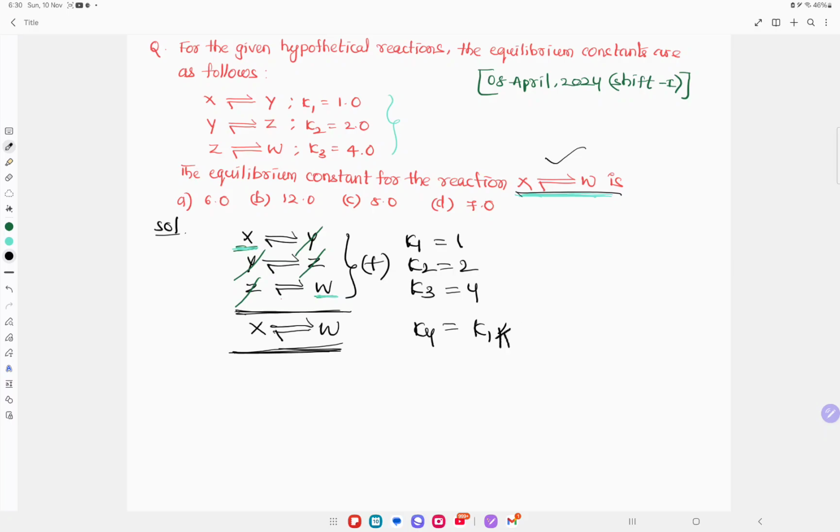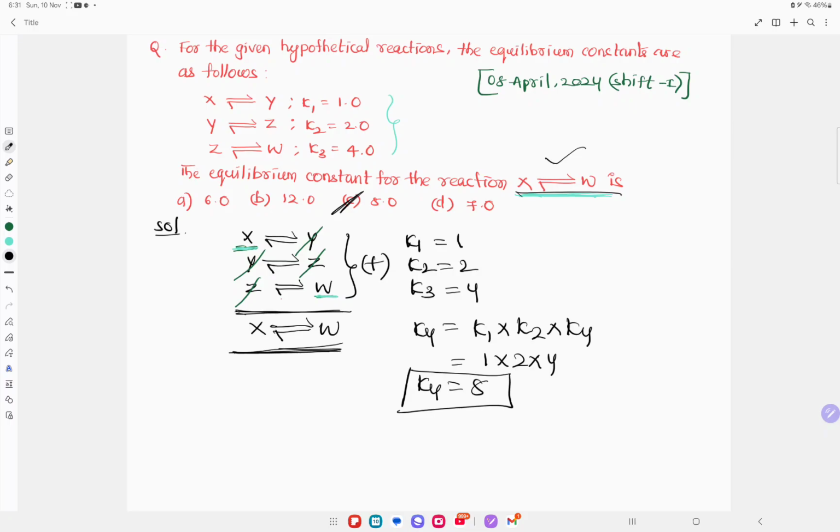That means K4 is K1 into K2 into K3, as we discussed above in the multi-step reaction. Then it becomes 1 into 2 into 4. Then K4 is equal to what? 8. So K4 is equal to 8, which option is correct? Third option, C option is correct.